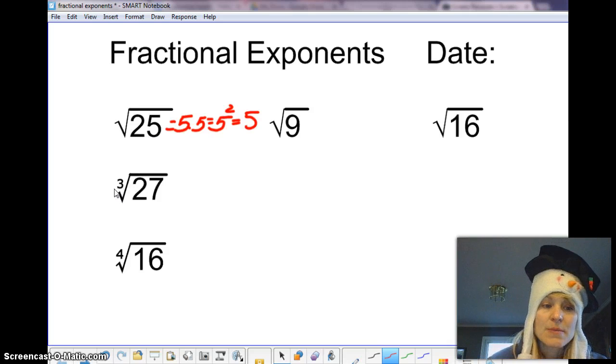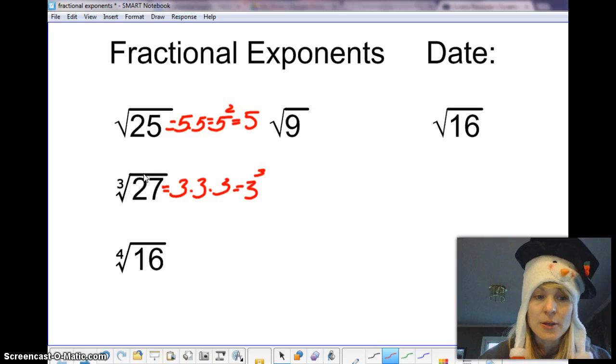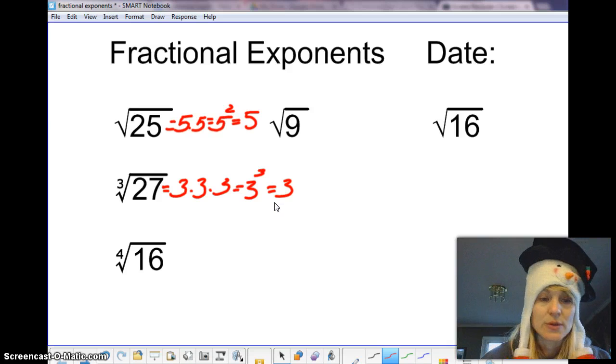Okay? And then the same thing's going to happen for a cube root. This was to the second power, so something times itself twice. This is a cube root, so we need something times itself 3 times to give us 27. And knowing multiplication, we can probably guess that's 3. 3 times 3 is 9, times 3 is 27. 3 to the third power gives me 27. Therefore, the cube root of 27 is my base number, or 3. Okay, so the cube root of 27 is 3, because 3 times 3 times 3 is 27.